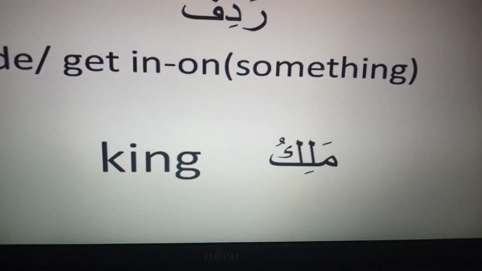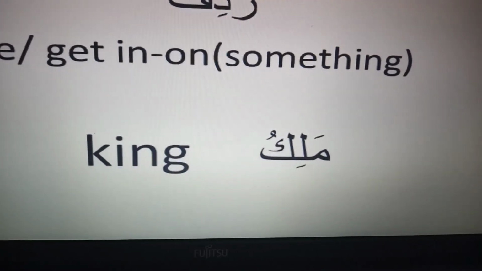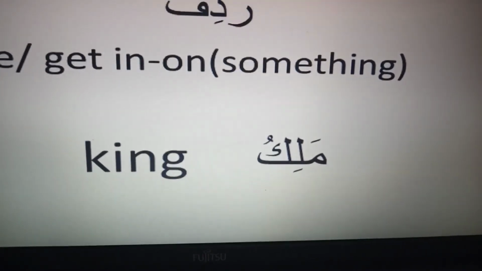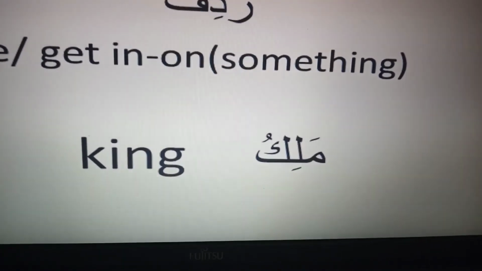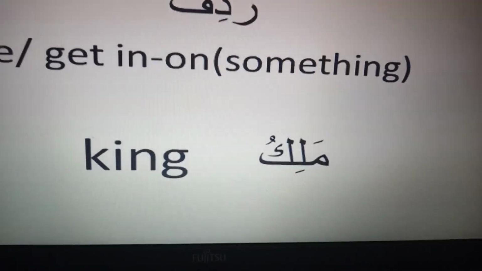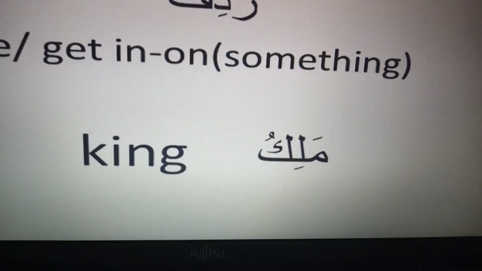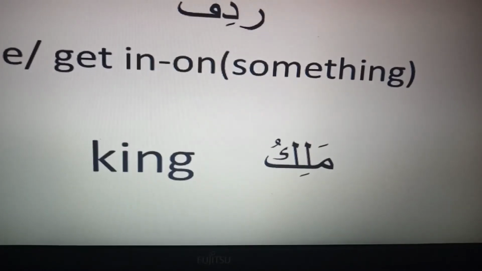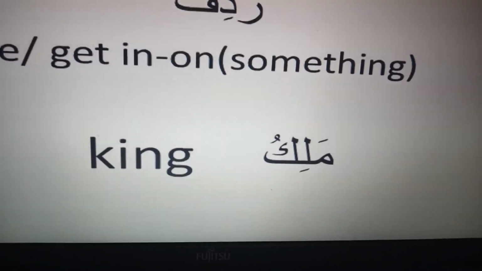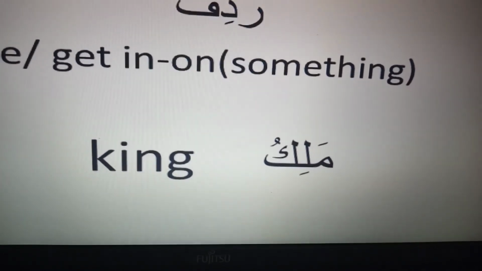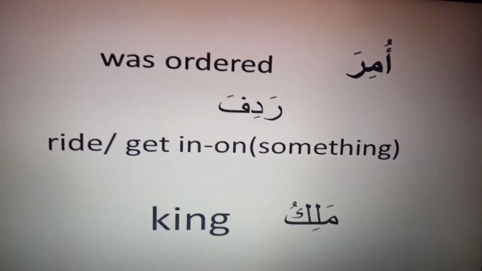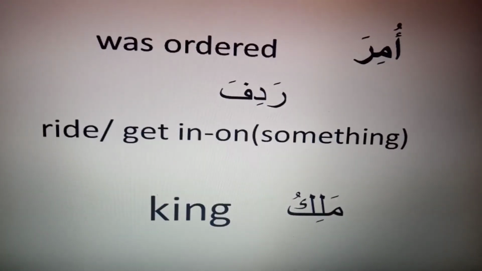The third example here is maliku, meaning king. So the first letter is ma. Mim with a fatha over it is pronounced as ma. The second letter is lam with a kasra below it, pronounced as li. The third letter is kaf with a dhamma over it, pronounced as ku. So it becomes like that: maliku. So umira, radifa, maliku.